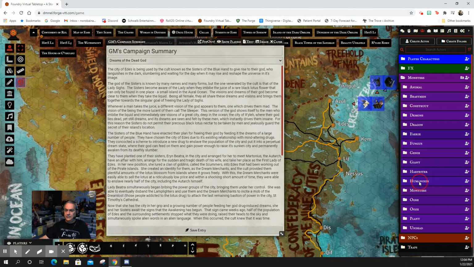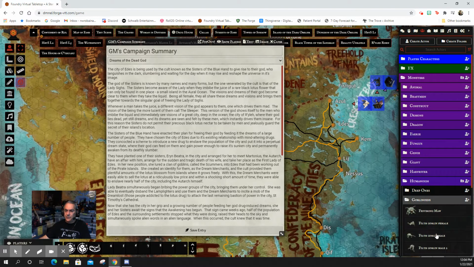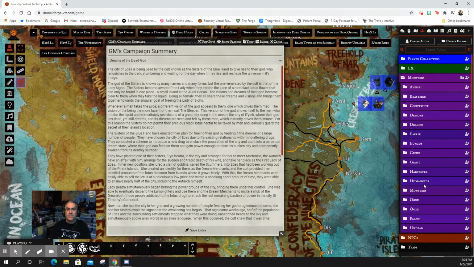Then, wait for it, the Filth Goblins. The boss of all the goblins working out of Eads is a filth mother that has a headquarters in the sewers of Eads, and she's the one that's pretty much calling all the shots as far as the drug trade goes in Eads.